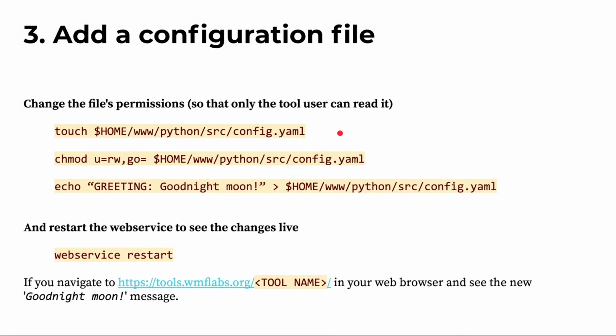So now we'll create the configuration file that we just loaded on the app.py file. We'll create the config.yaml on the src folder. We will change the permissions so that we can only read it and no other tools have access to it, in case we store some secrets. And then we will add the greeting key, which is the one that we were returning in the root route, with goodnight moon as the contents. That will be our config.yaml.